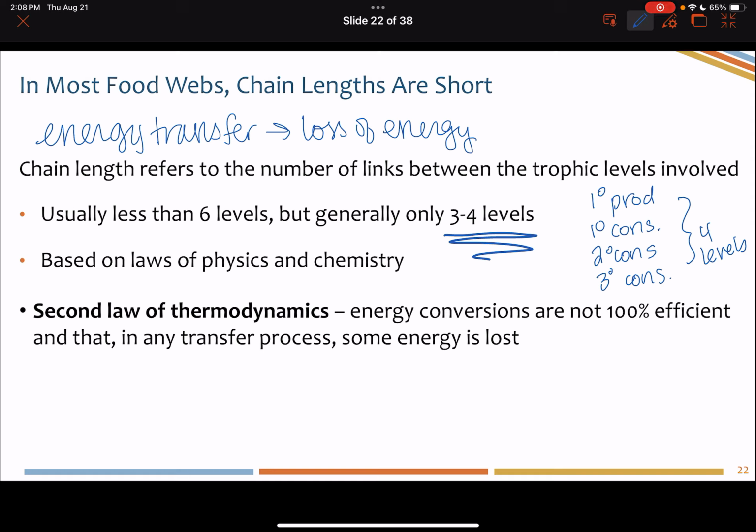So the laws of thermodynamics say that energy conversion is not 100% efficient. That means every time there's a chemical reaction, some energy is lost. Every time there's an energy transfer, some energy is lost. And most of that energy that is lost is lost as heat. But much of it is lost also as energy that cannot be processed by the next trophic level.